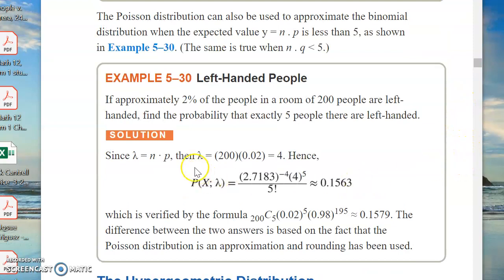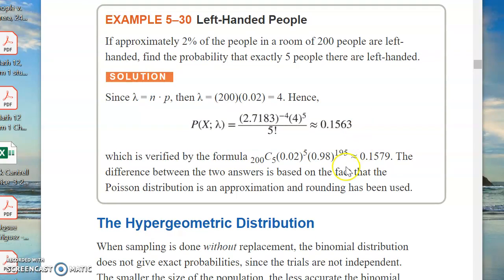So let's see if we can do this. Approximately 2% of the people in a room of 200 people are left-handed. Find the probability that exactly 5 people there are left-handed. Now we could do this. We could figure this out using the binomial distribution. In fact, he does it right down here.